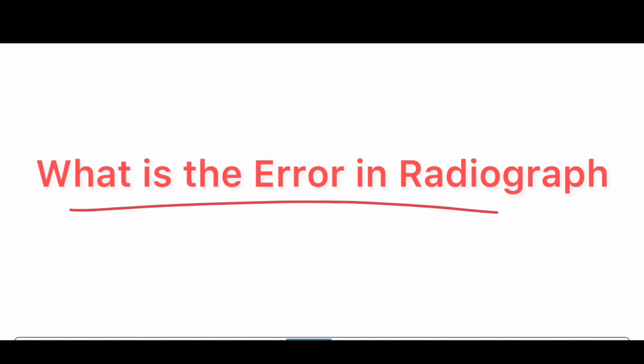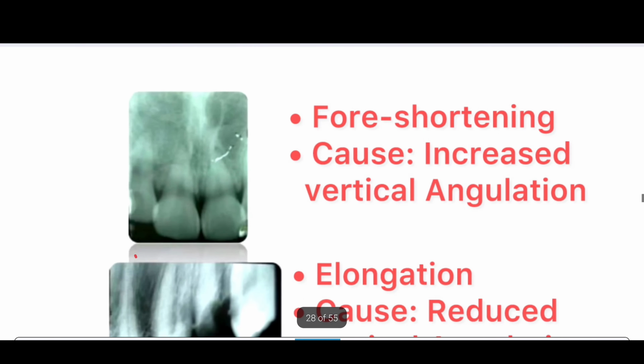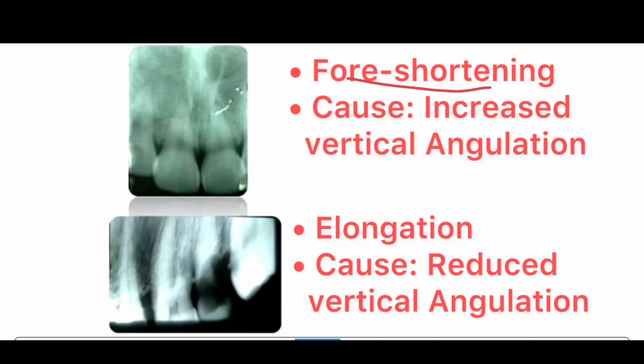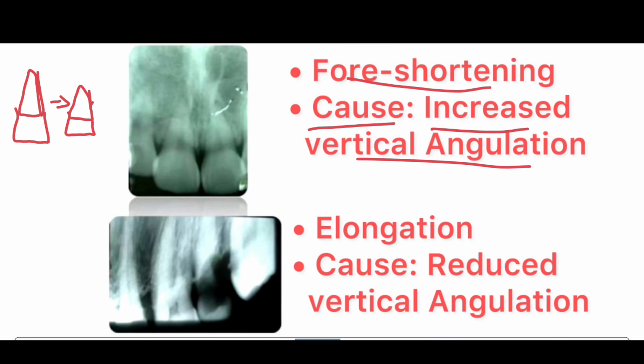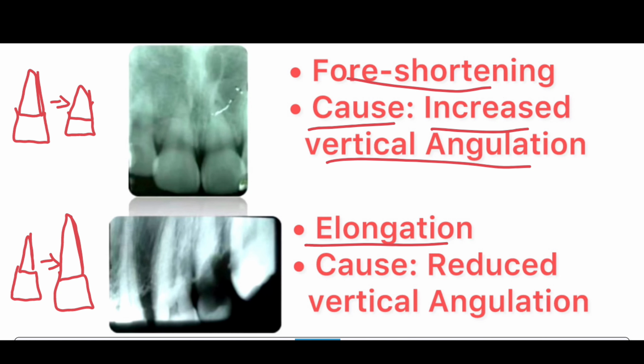So what are the different errors while taking a radiograph? There could be foreshortening of the image. The image will become shorter than the original size. If the original size of the tooth is this, in the image it will look like this. This is called foreshortening. It occurs because of increased vertical angulation; the vertical angulation is not proper, and because of that foreshortening of the image occurs. The next error is elongation of the image, in which the tooth will look longer than its original size.